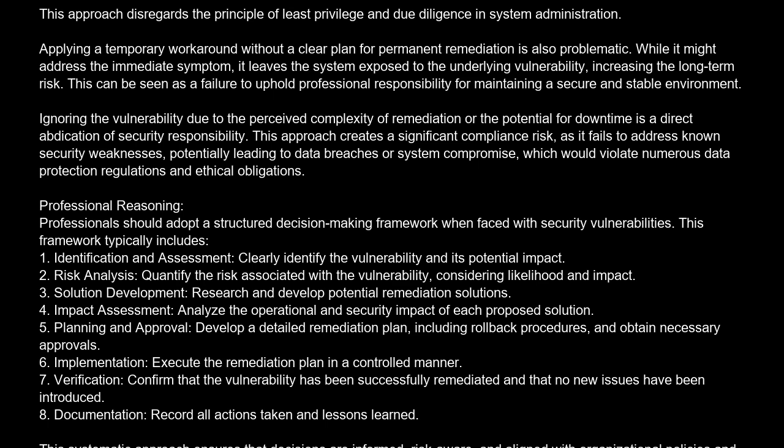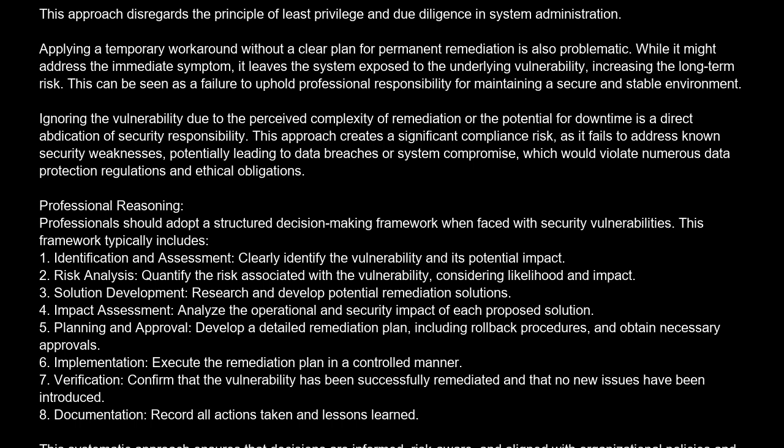Applying a temporary workaround without a clear plan for permanent remediation is also problematic. While it might address the immediate symptom, it leaves the system exposed to the underlying vulnerability, increasing the long-term risk. This can be seen as a failure to uphold professional responsibility for maintaining a secure and stable environment.